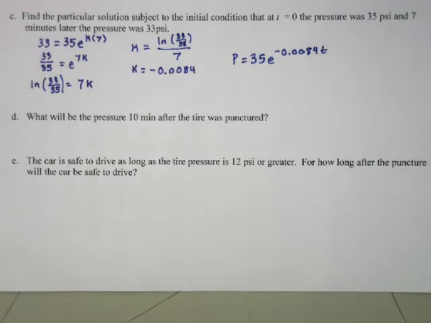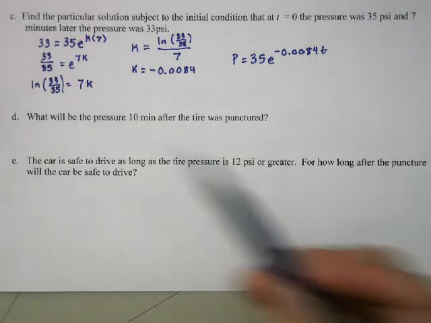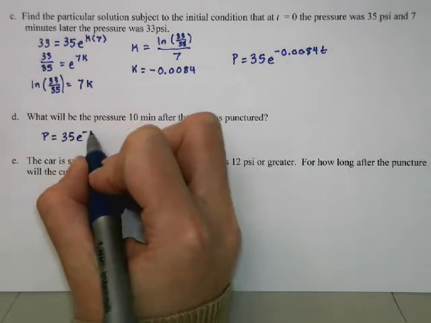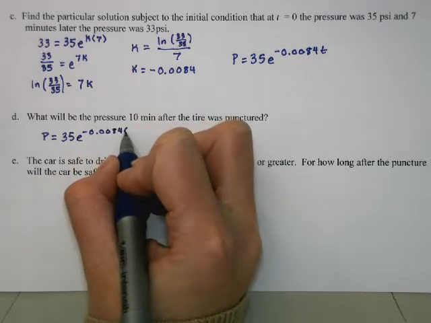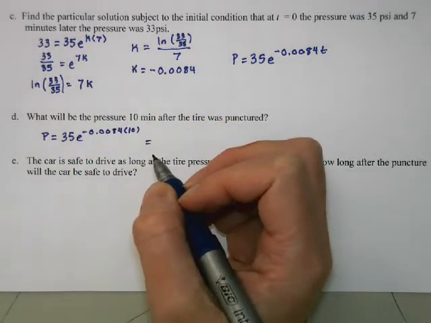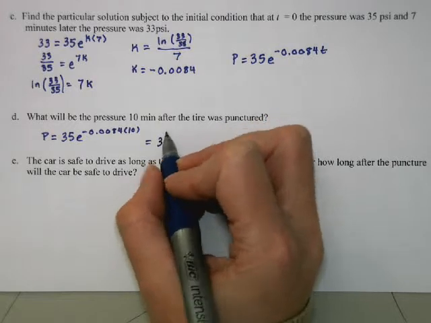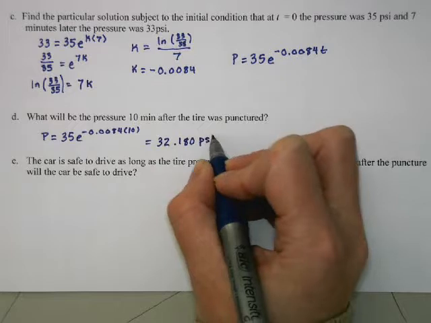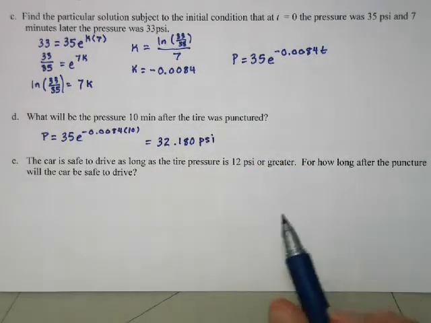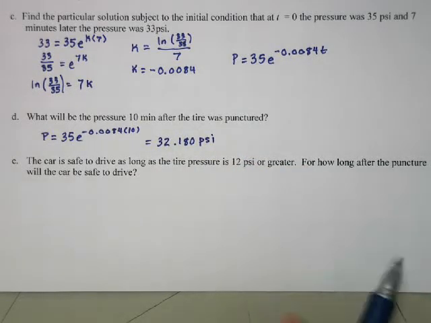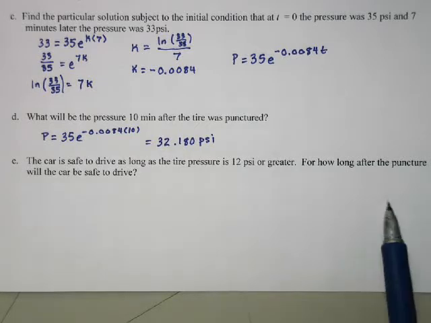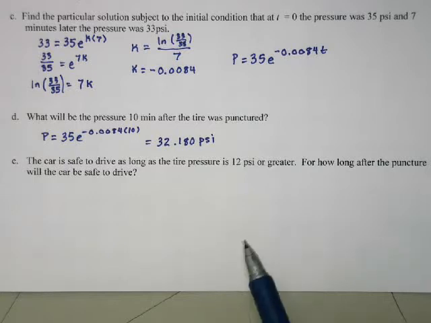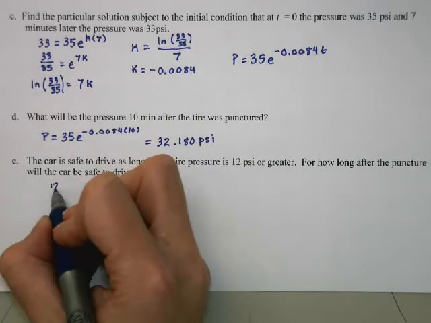Okay, so now we're going to use that equation. What will the pressure be 10 minutes after? That's just simply plugging in 10. Type that all in your calculator, and we're going to get 32.180 psi, always 3 decimals unless you're told otherwise. It says the car is safe to drive as long as the pressure is 12 psi or greater. So how long after the puncture will you be able to drive the car? Now realistically, 12 seems a bit low in my opinion, but we'll go with it.